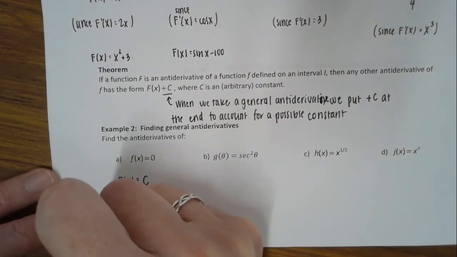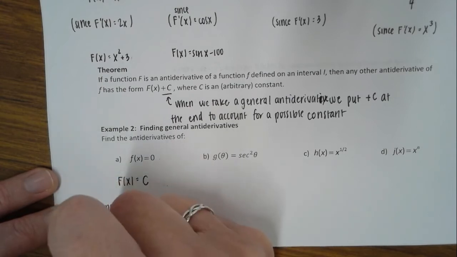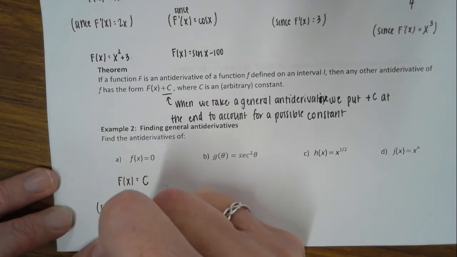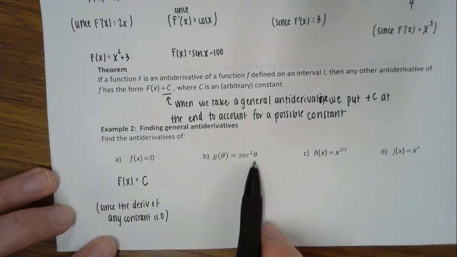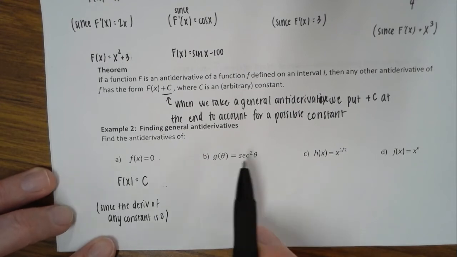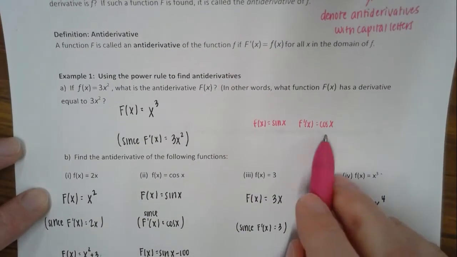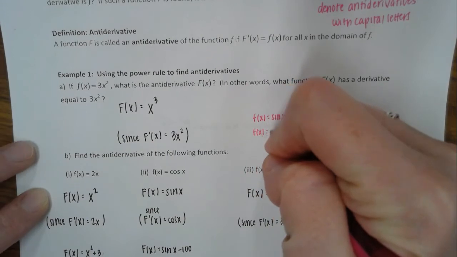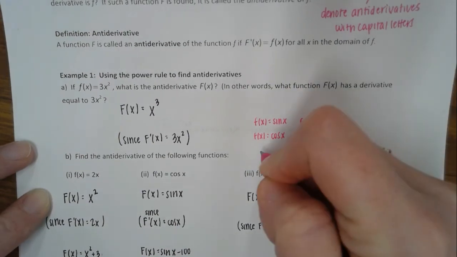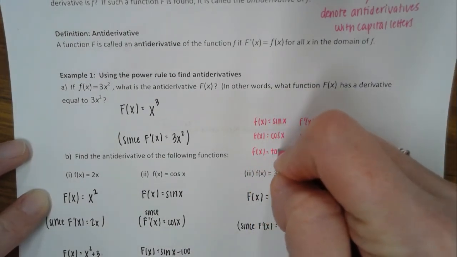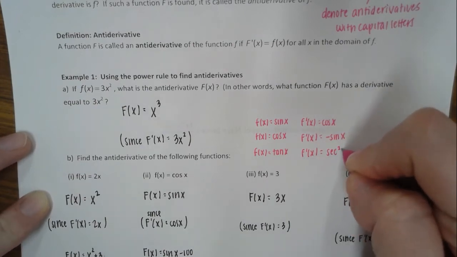And I'll write that down here, since the derivative of any constant is 0. So if we look at the next example, now we're given secant squared. So if I think about my derivatives, if I go back up here where I have my sine and cosine, the next one we talked about was cosine of x. We know that the derivative of that would be negative sine of x. And then we have tangent. And the derivative of tangent is secant squared.